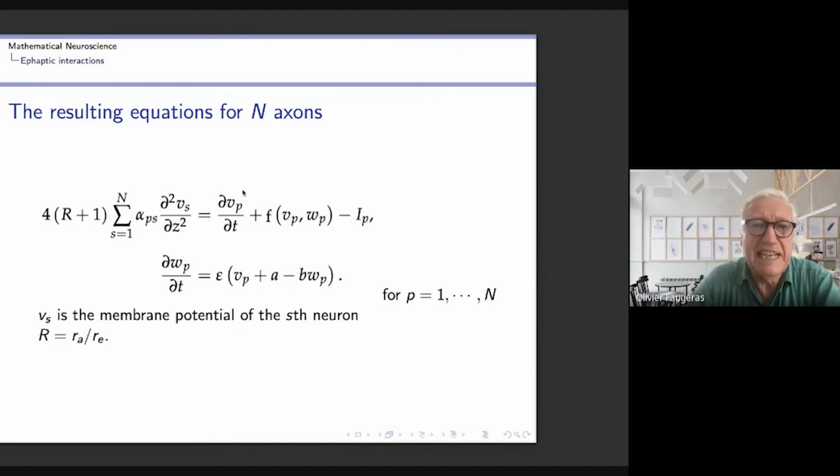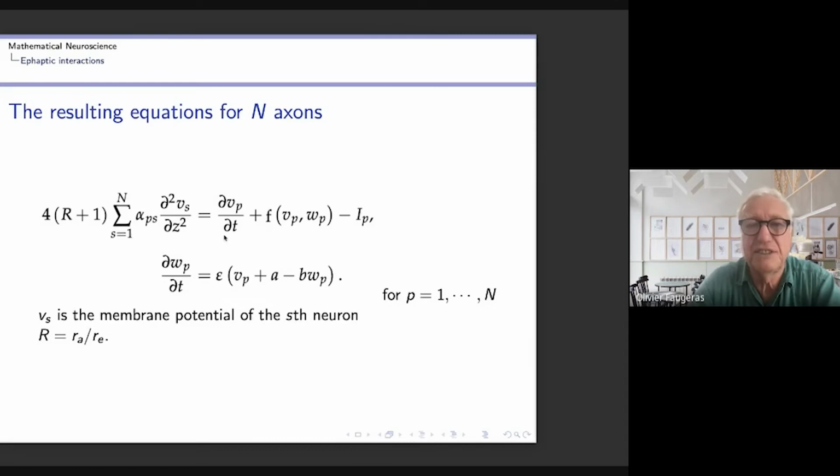Okay, so for n axons, the resulting equation is this one. So you have a summation over all neurons. This is the pth one. F is the FitzHugh-Nagumo function, and IP is the injected current, if any. And this is the slow adaptation variable.